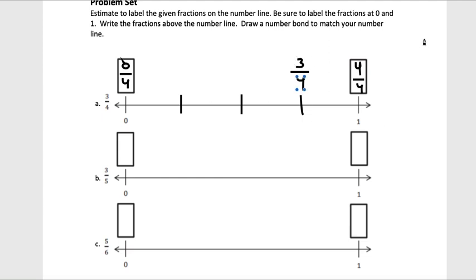Okay. So then we can actually make a number bond where we have 1 whole. Okay. And we are going to draw a leg right here and draw another leg because we're only doing 2 parts. And we know that one of our parts is going to be 3/4. Okay, we know one of them is going to be 3/4.